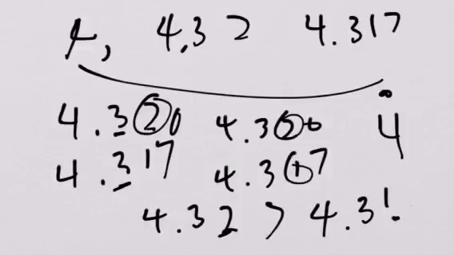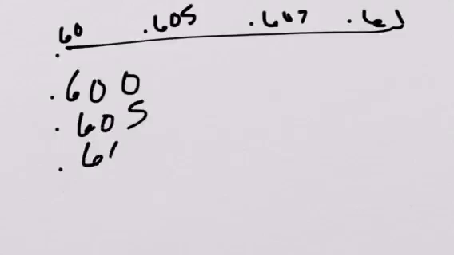Okay, so erase the board. If we look at a number line that looks like this, that we have 0.60 there, 0.605 there, 0.607 there, and 0.61 here, we could look at that. We could align these. We could add zeros so everything has 3 numbers.